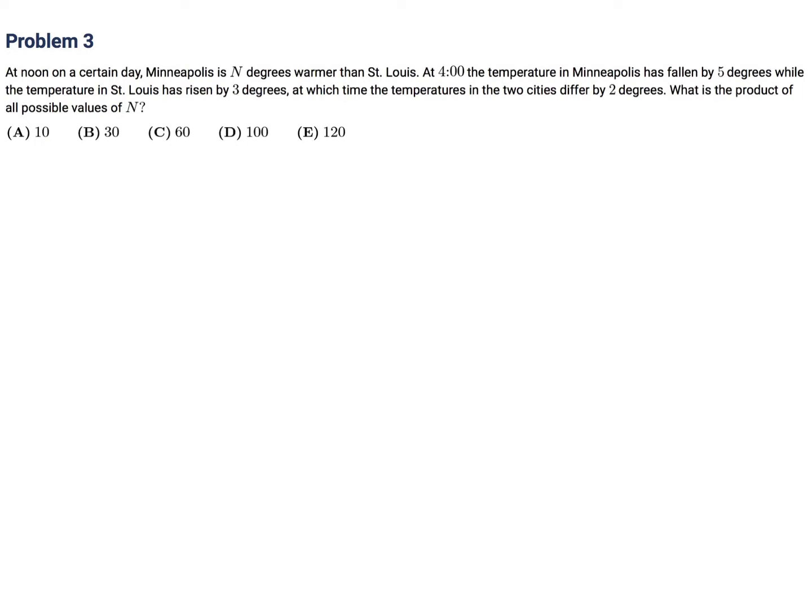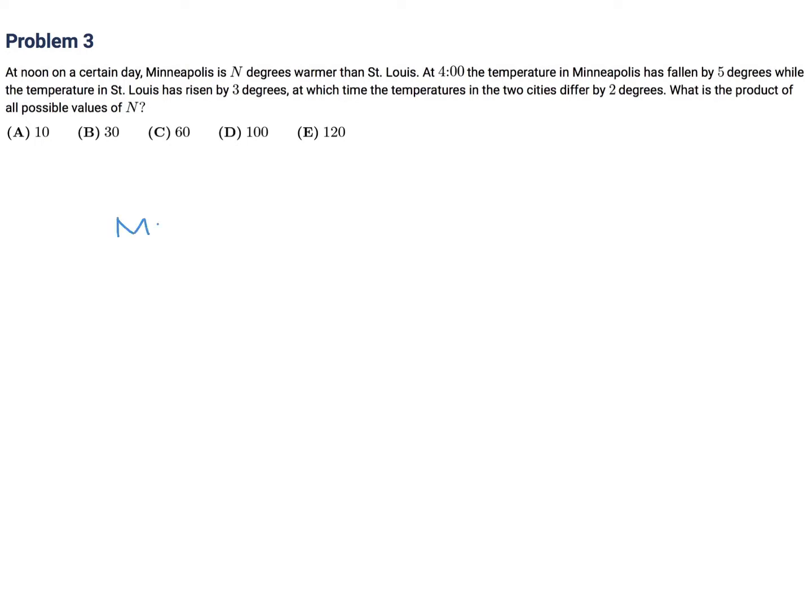Problem number 3. At noon on a certain day, Minneapolis is n degrees warmer than St. Louis. At 4, the temperature in Minneapolis has fallen by 5 degrees, while the temperature in St. Louis has risen by 3 degrees, at which time the temperature in the two cities differ by 2 degrees. What is the product of all possible values of n?